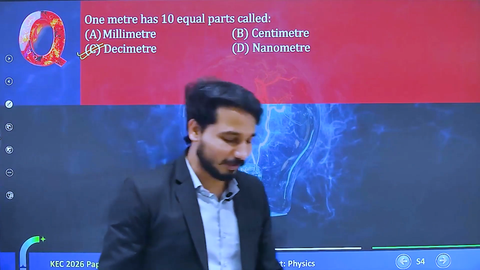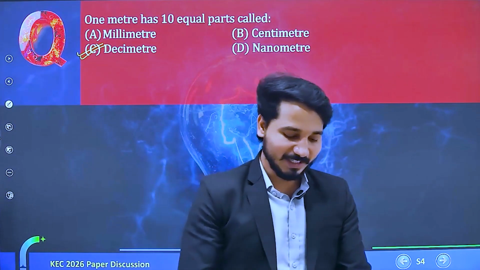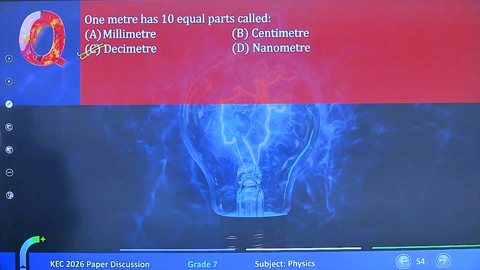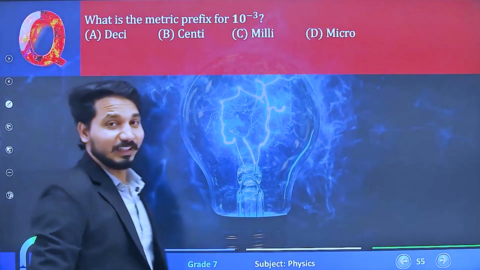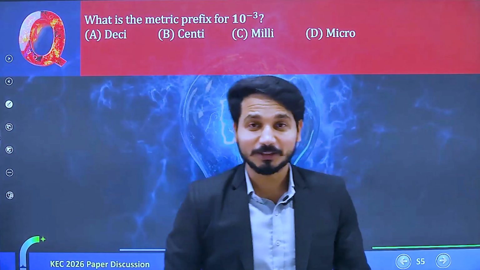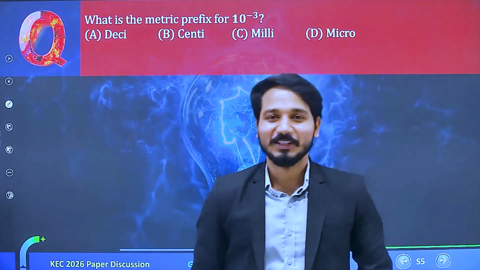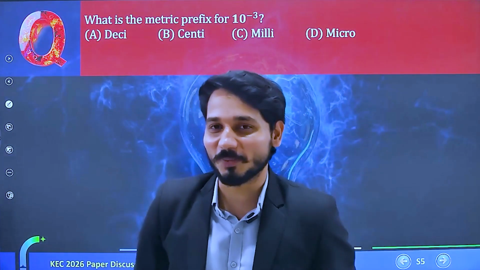Option C is correct for this question. Decimeter. Very good. Correct. Nice. Now moving ahead to our next question. We will see the next question: what is the metric prefix for 10 to the power minus 3?